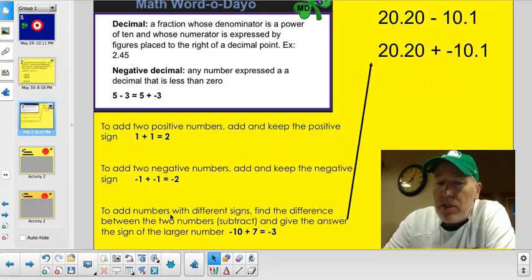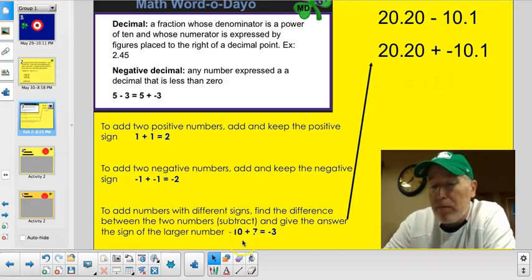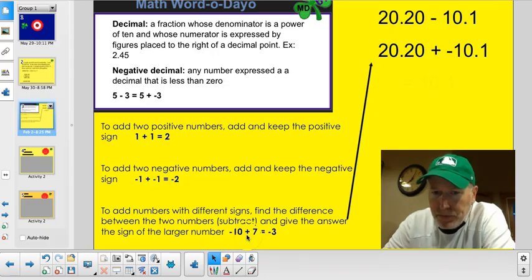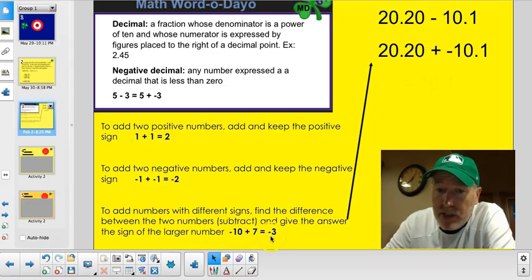Here's where it gets a little bit different, but I think we can work with this. If you're going to add two numbers with different signs, find the difference between the two numbers, so you're going to subtract, and give the sign of the larger number. So let's take a look at a couple of examples. We have negative 10 plus 7. Looking at these two numbers, I've got one of each, opposite signs, a negative 10 and a positive 7. So I know that my answer is going to be negative. It says to keep the sign of the larger number, so this is the larger of the two, a negative 10. It'll be a negative answer. And then I find the difference. I take 10 and I subtract 7. 10 minus 7 is 3. Keep the sign of the bigger number, negative 10.